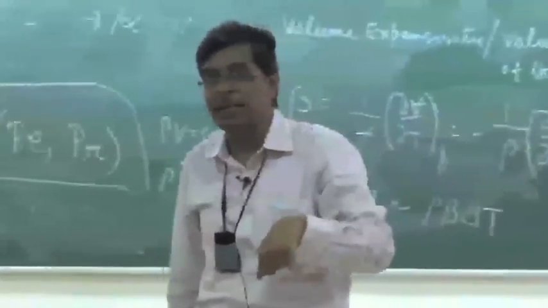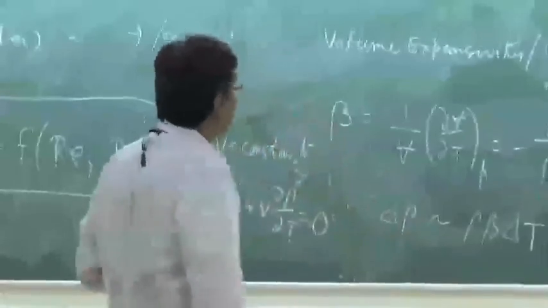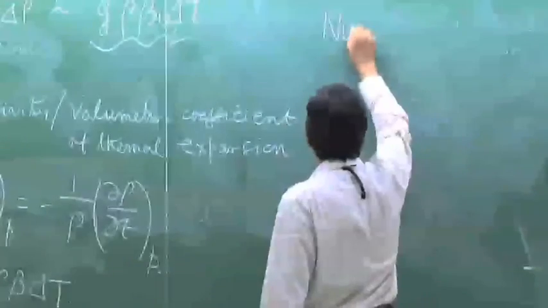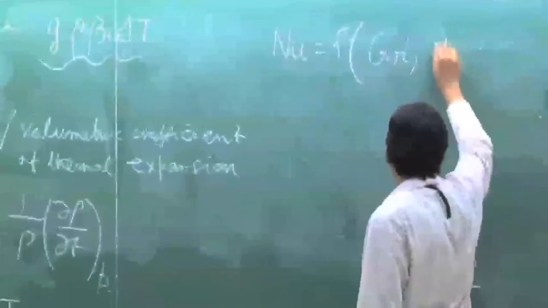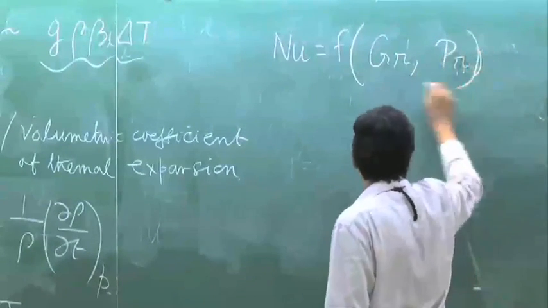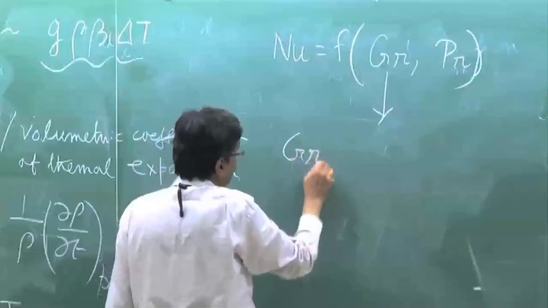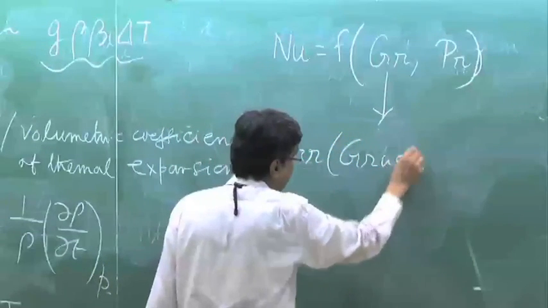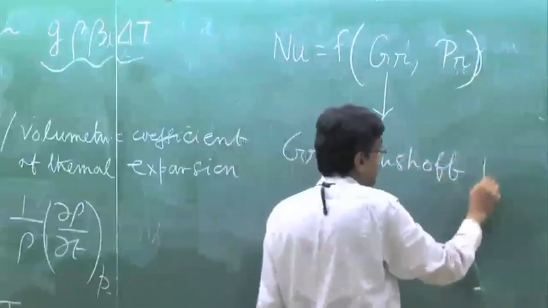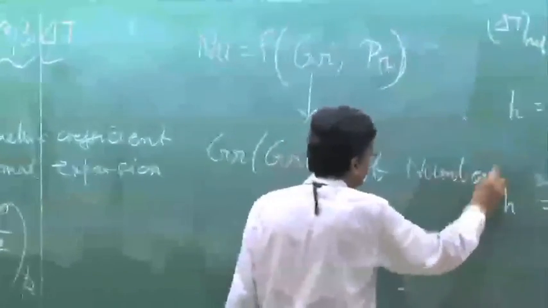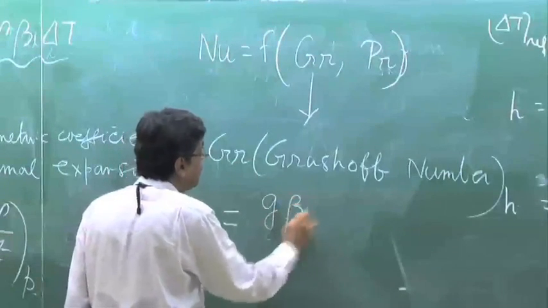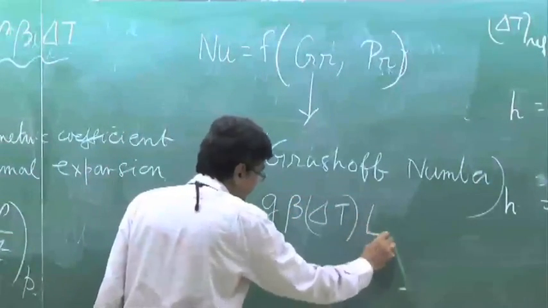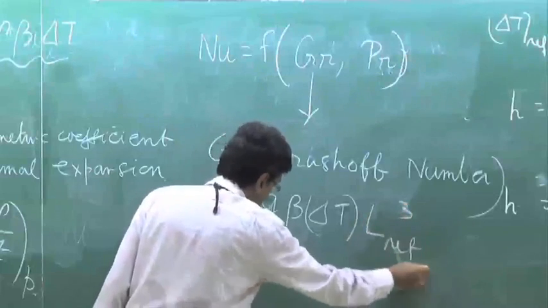And even in the dimensional analysis, we replace the reference velocity with that, and instead of Reynolds number, we come up to another number, so that Nusselt number becomes a function of Gr, Grashof number, and Prandtl number. So Reynolds number is replaced by Gr, which is known as Grashof number. All these people are great scientists. Grashof number is equal to g beta delta T L, reference length cube, by nu square.